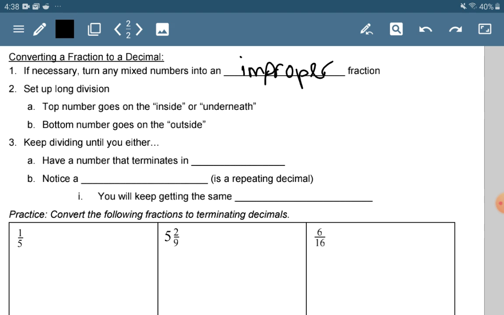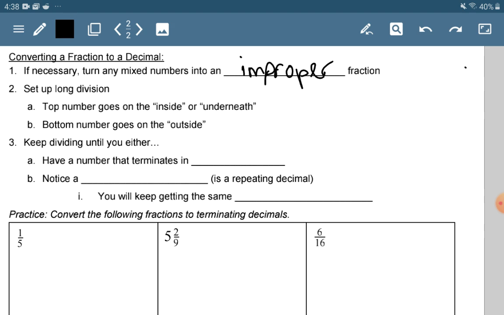Then we're going to set up long division, where the top number always goes on the inside. It does not matter if it's bigger or smaller. It's all about the order. Order matters when we divide. So the top number of our fraction goes on the inside and the bottom number goes on the outside.